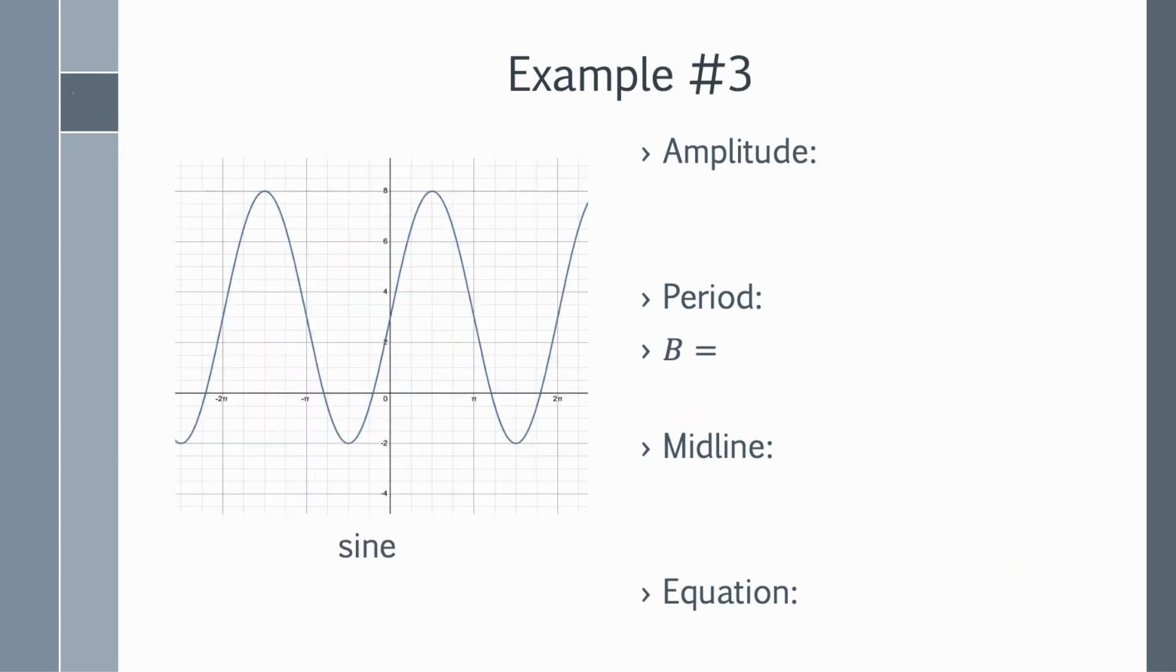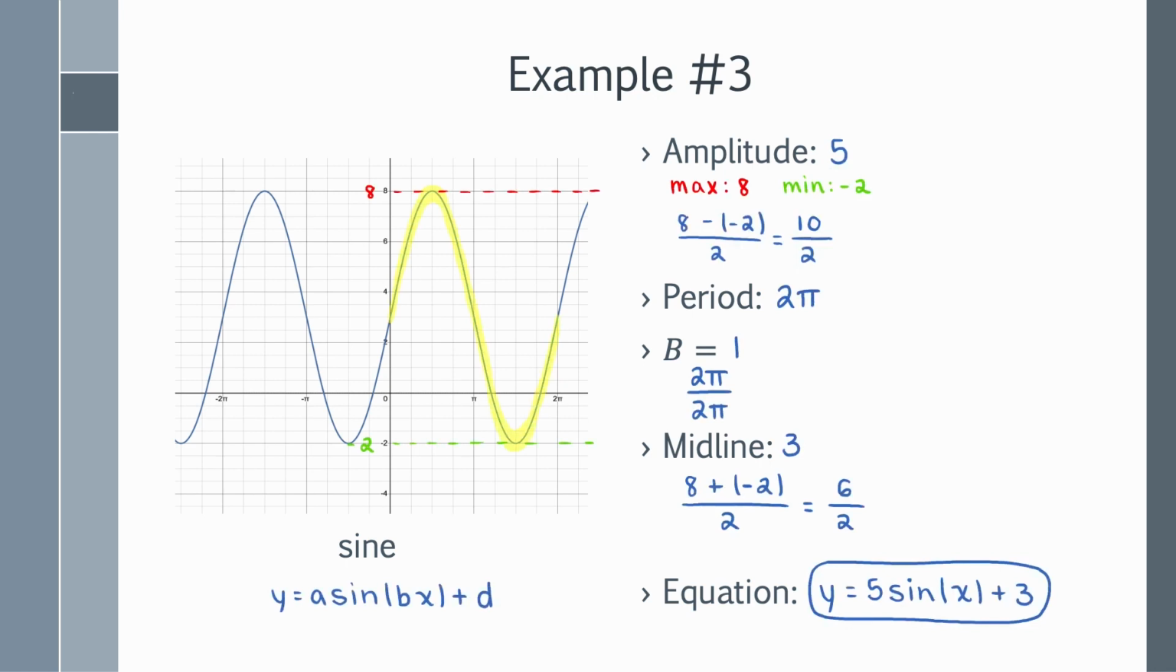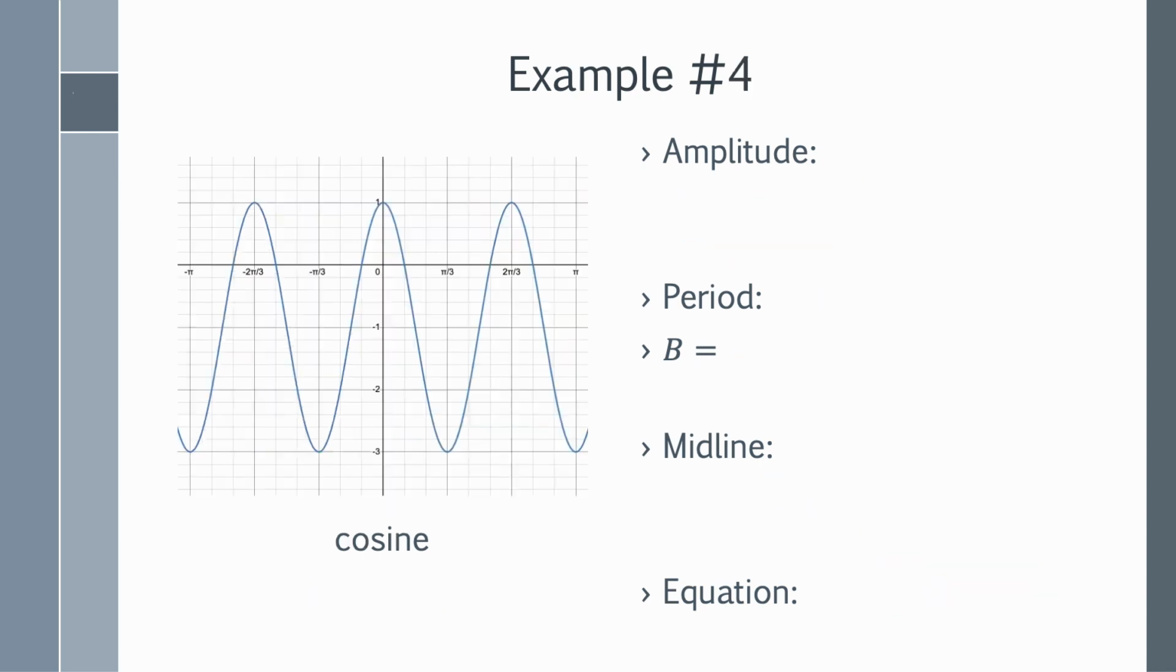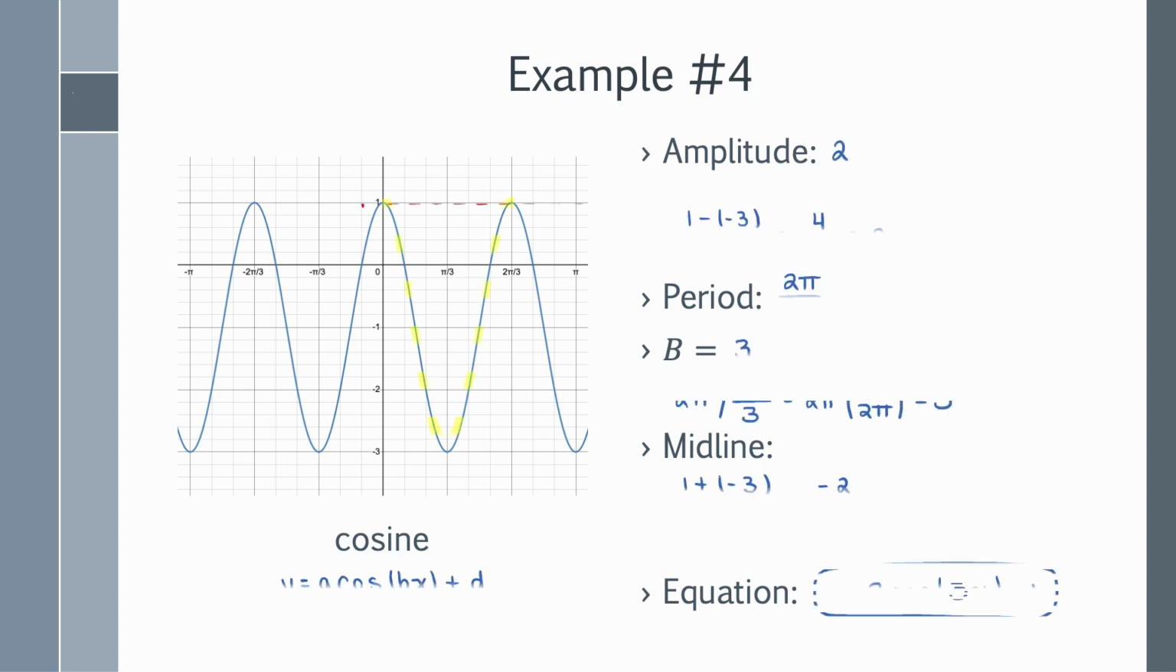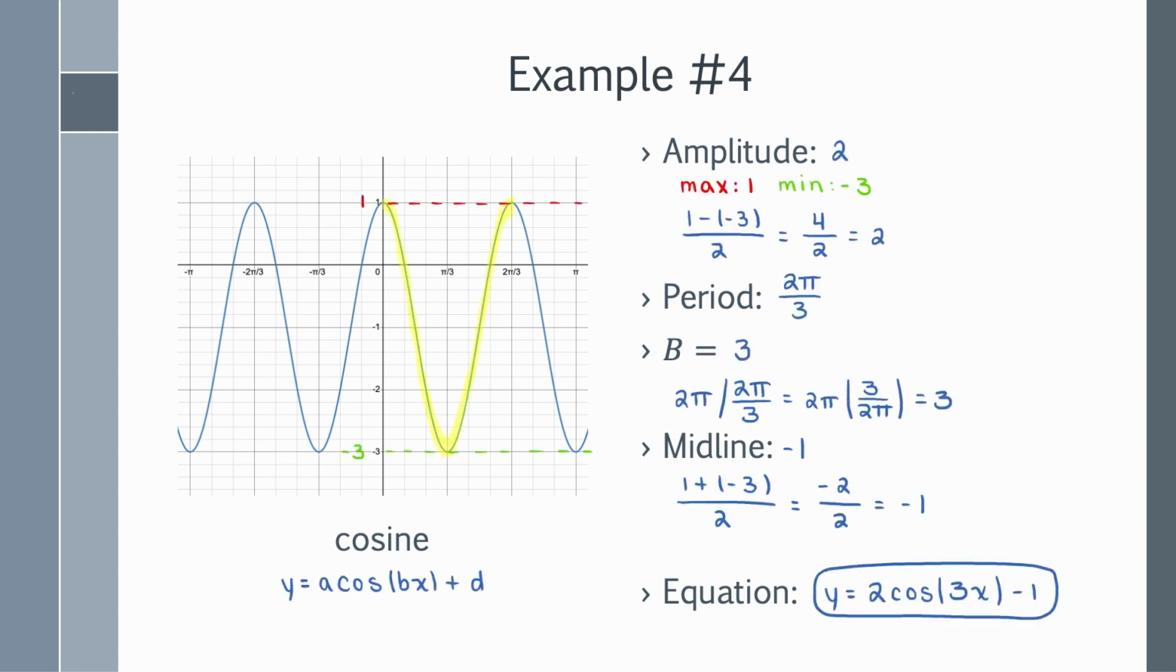For example 3, let's have you try it. So pause the video and see if you can work it out. Did you get y equals 5 sine of x plus 3 as your equation? If you did, great work, and if you didn't, feel free to take a look at my work to help guide you. Here is one last example for you to try. Again, pause the video and see if you can work it out on your own. The answer here is y equals 2 cos of 3x minus 1.